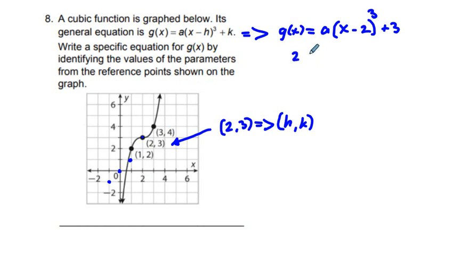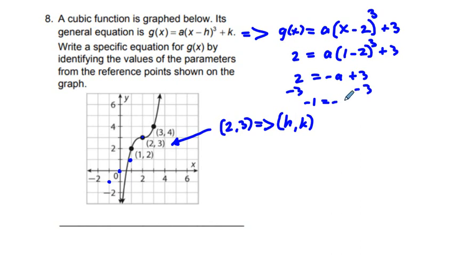So 2 is equal to a, and then we have the point (1, 2), so (1 minus 2) cubed plus 3. What is that going to be? Well, what we have is 2 is equal to this, 1 minus 2 is -1, and -1 times a is going to be negative a plus 3. Subtract 3, we have negative a on the right side, and on the left side we have -1 equals negative a. So therefore a is equal to 1.